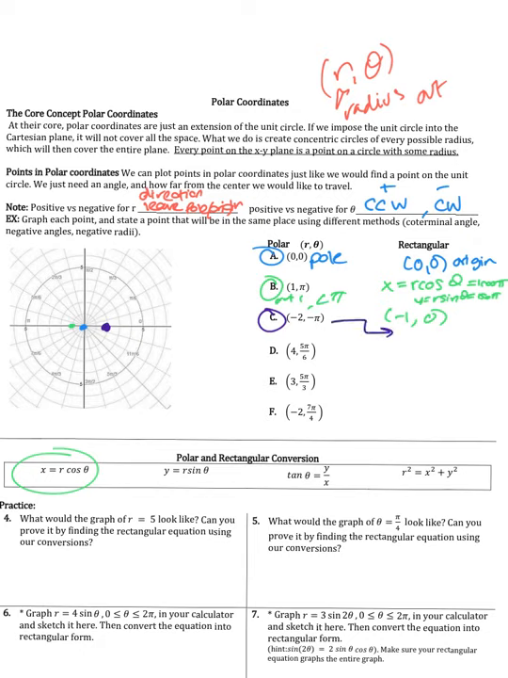And again, if x is equal to r cosine theta, this is negative 2 cosine of negative pi. That's going to give me 2. Y is going to be negative 2 sine of negative pi, which is 0. Why don't you go ahead and pause the video and see if you can work on D, E, and F on your own.